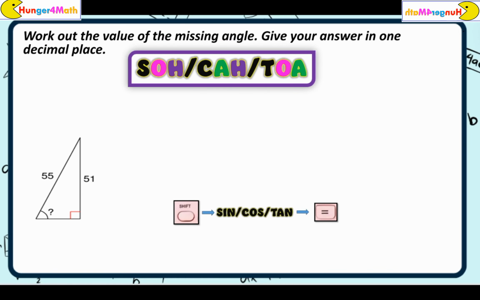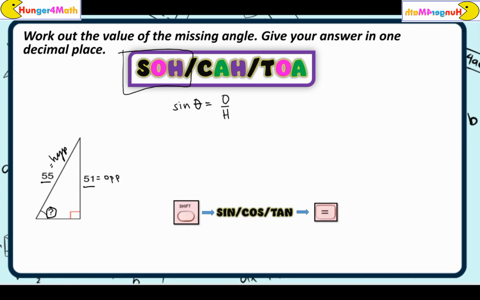Here we're going to work out the value of the missing angle and give your answer in 1 decimal place. In this right angle triangle, we have here 51, 55, and here's our missing angle. So 55 here is the hypotenuse. 51 here is the opposite, since that is the opposite side of this unknown angle. So with hypotenuse and opposite, we're going to use SOH, or the sine. So that will be sine theta is equal to opposite over hypotenuse.